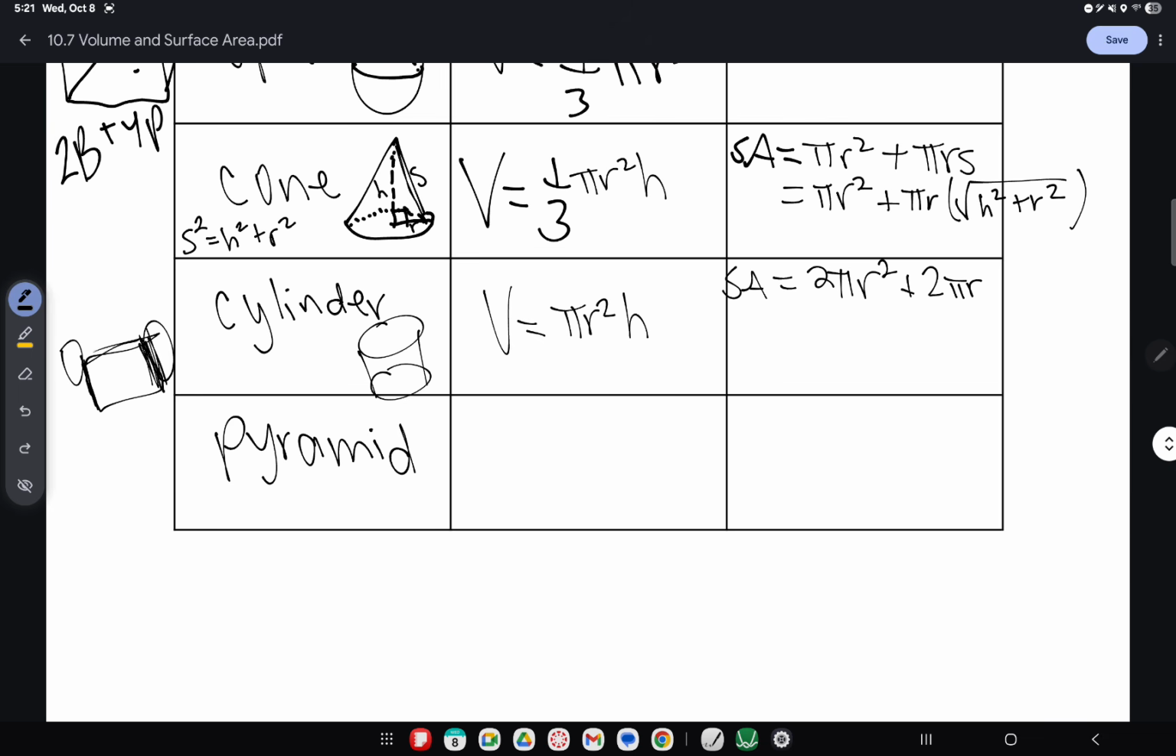And then the length of the other side on this rectangle is some height or length. So I need to do the area of, or not the area, the circumference of the circle times the length of the cylinder.